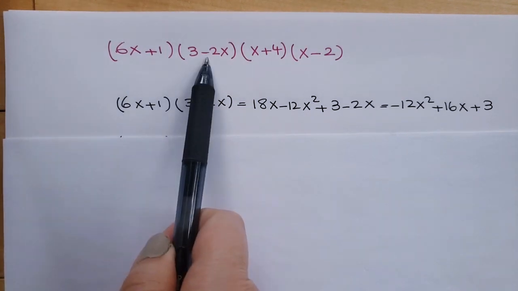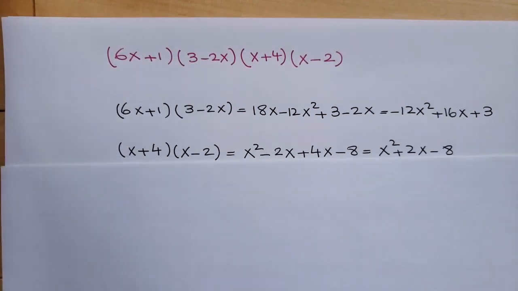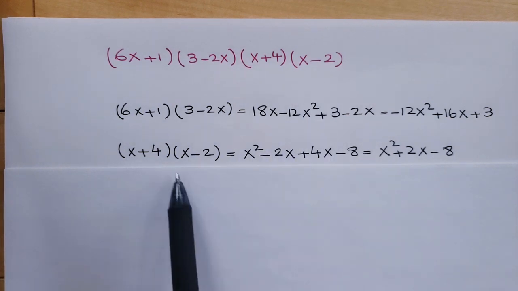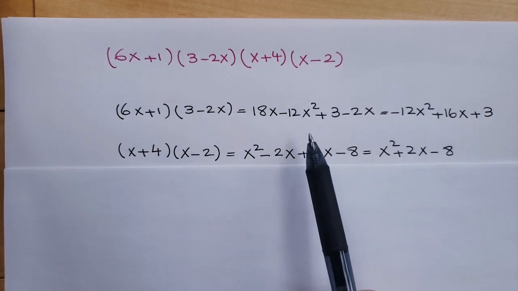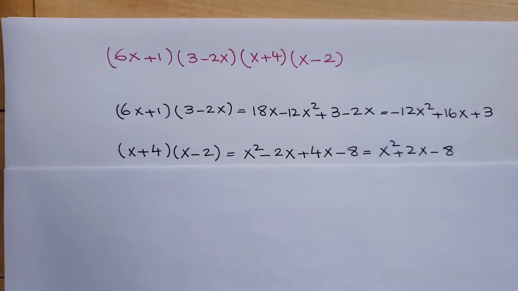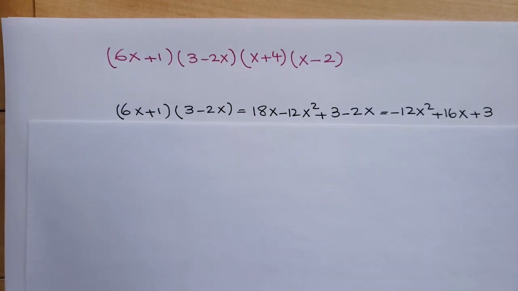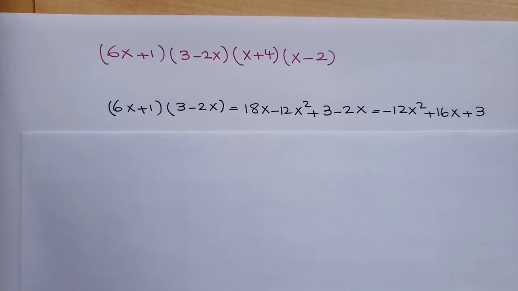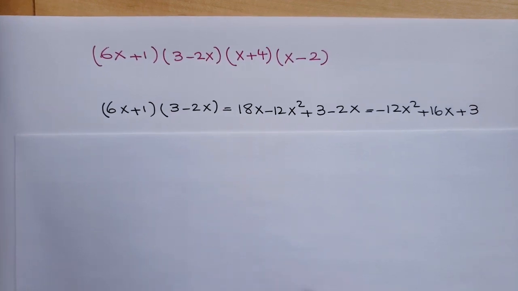So these 2 together, I use the FOIL, and then these 2 together, I use the FOIL. Then afterwards, I multiply this answer by this answer. So let's do step by step. The first 2 brackets, I have to use the FOIL. So 6x plus 1 multiplied by 3 minus 2x.